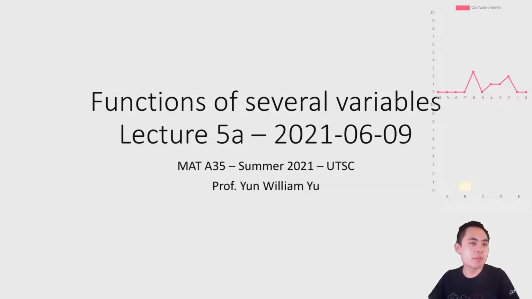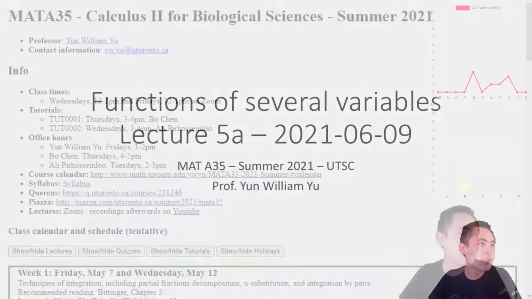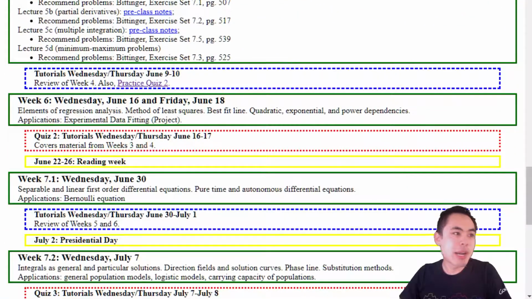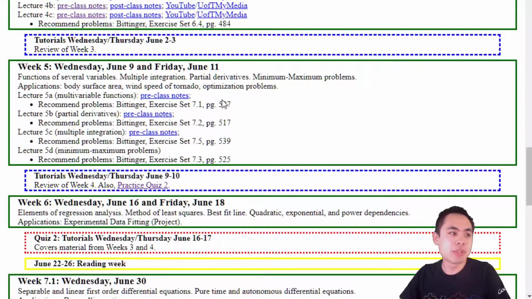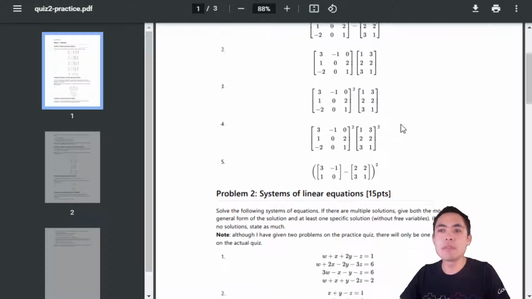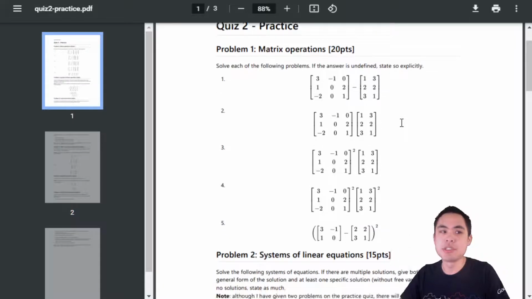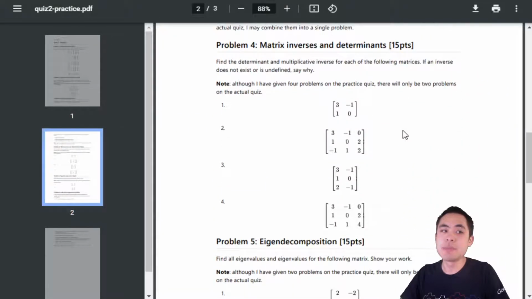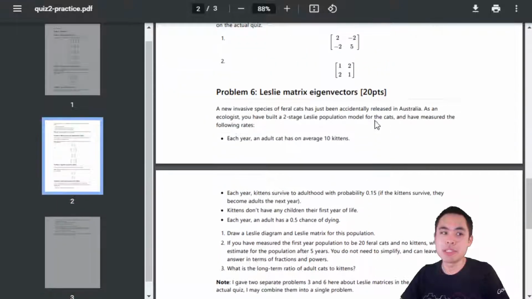First, I want to mention a couple things about the quiz that will be happening next week. So let's switch over to the class website. If you'll notice, I have a practice quiz up for practice quiz 2. It will cover basically basic linear algebra operations. So matrix operations, systems of linear equations, Leslie matrices, matrix inverses and determinants, eigendecomposition, and complicated Leslie matrices.